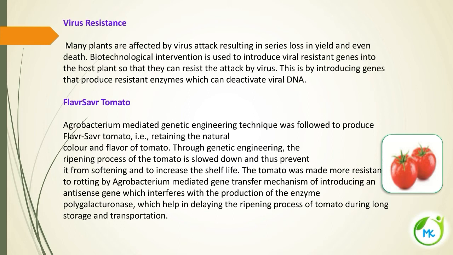So what are they introducing into the tomato plant? They are introducing an antisense gene, and this antisense gene, when it is introduced in the tomato plant, it will interfere with the production of the enzyme. So it is going to inhibit the enzyme production. What is the name of the enzyme? Polygalacturonase. And this helps in delaying the ripening process of tomato during long storage and transportation.